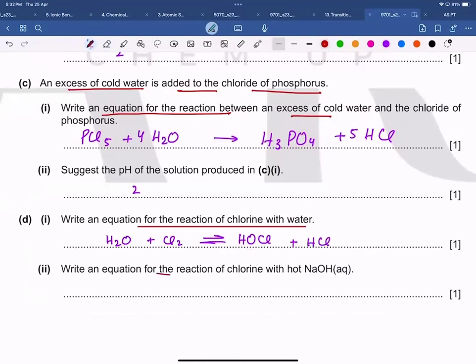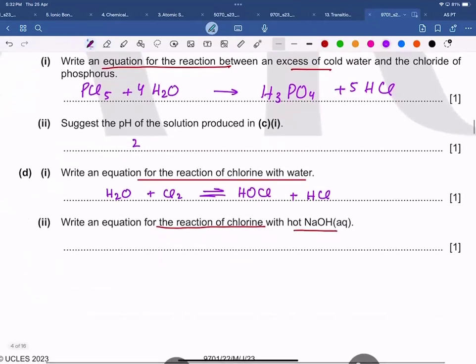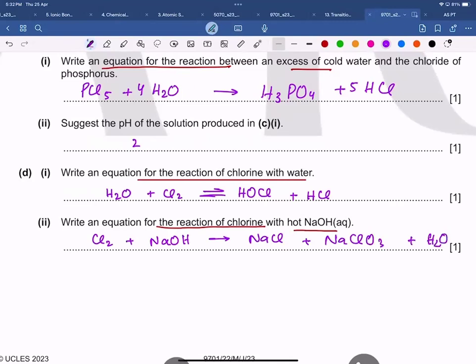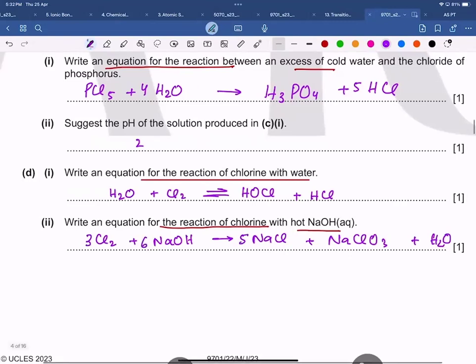Okay, write an equation for the reaction of chlorine with hot sodium hydroxide. So if you recall this reaction here, this is also a disproportionation reaction where chlorine forms one NaCl, one NaClO3 and water. Okay, to balance the equation, you have to put 3 and 5 over here, 6 over here, and 3 over here. That is how you balance the equation.